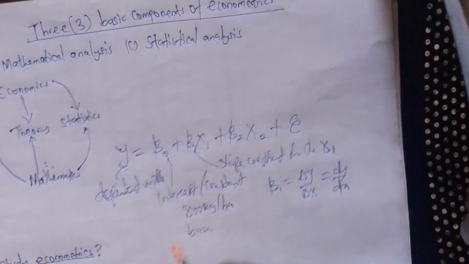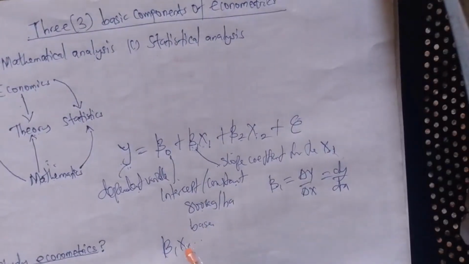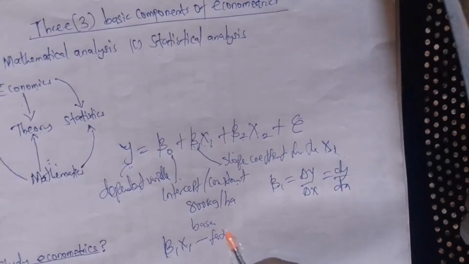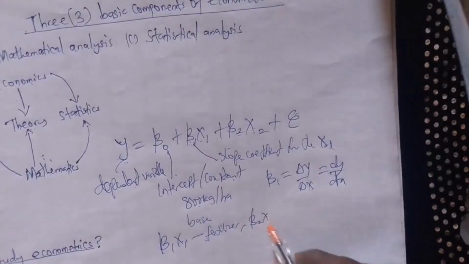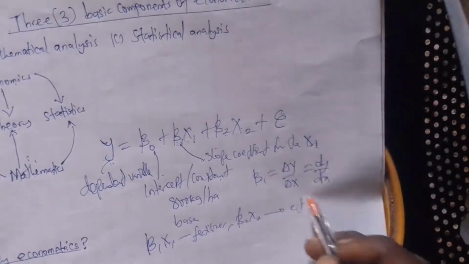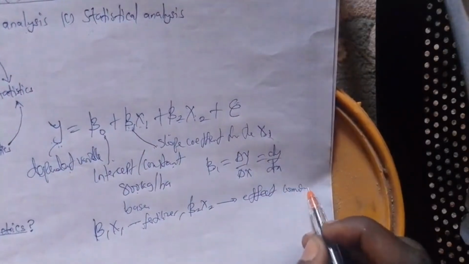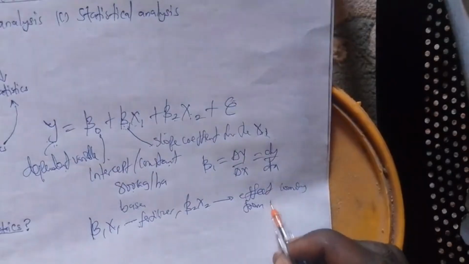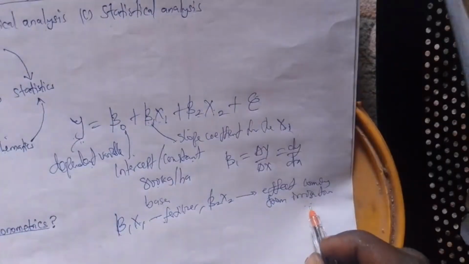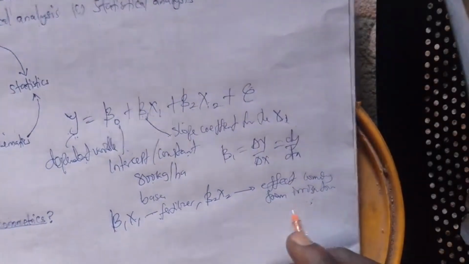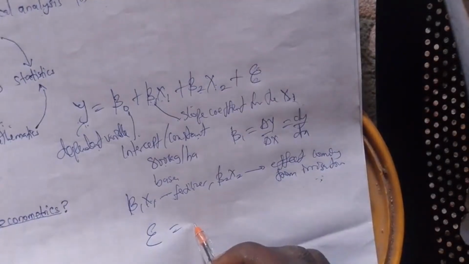Now, β₁x1 is the effects coming from variable x1, which is fertilizer. Then β₂x2 is the effects coming from irrigation. Now, the last one, which is the error term or disturbance term.